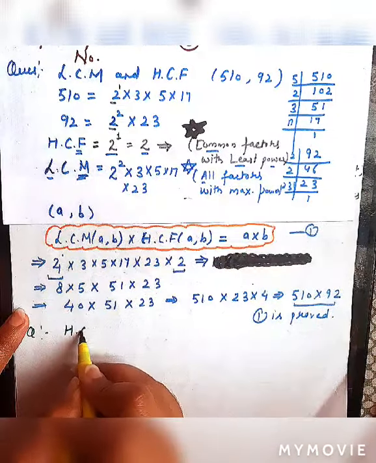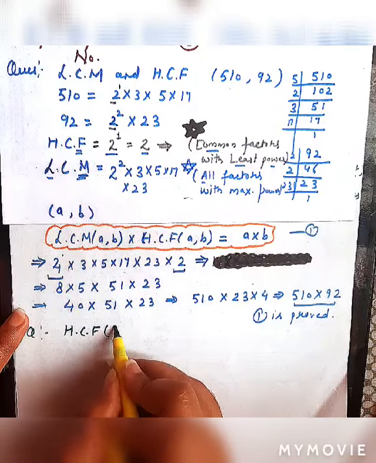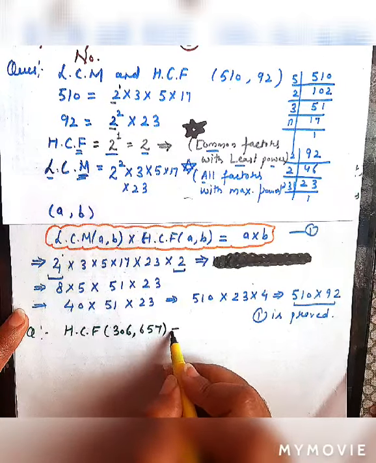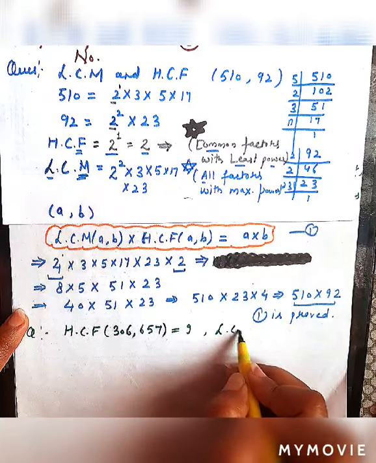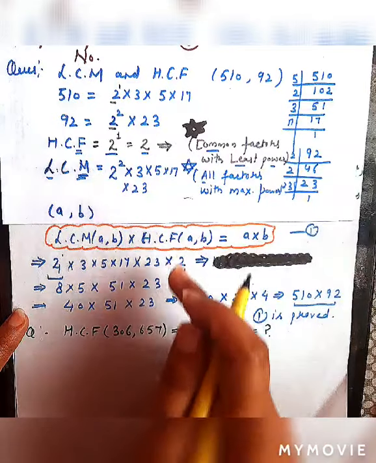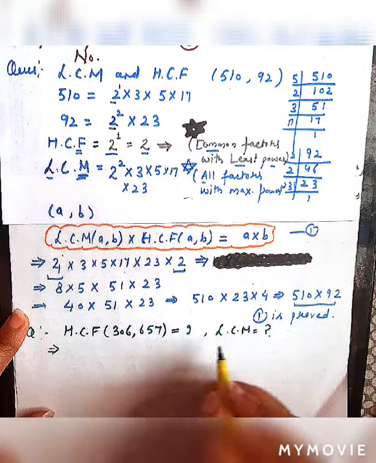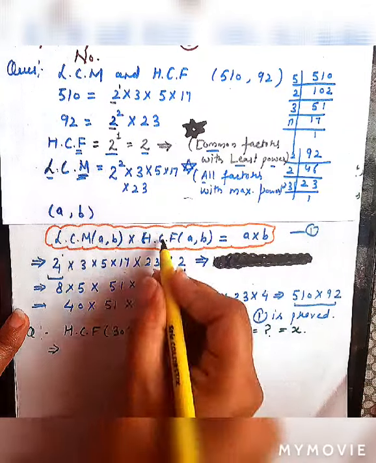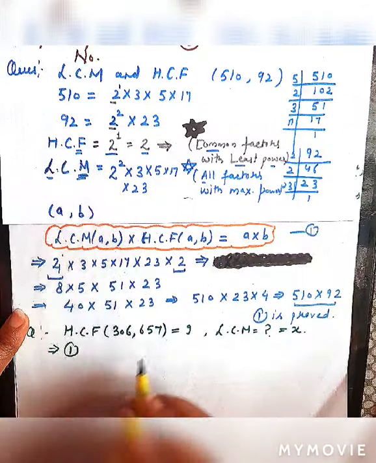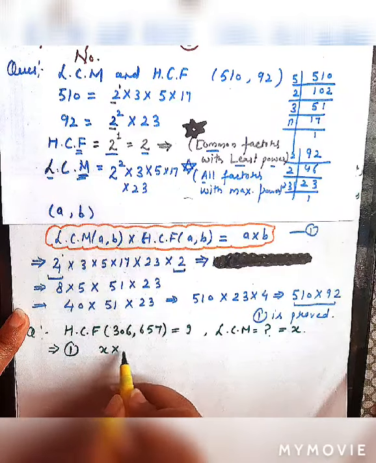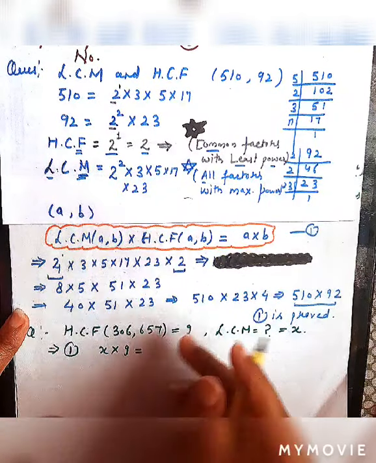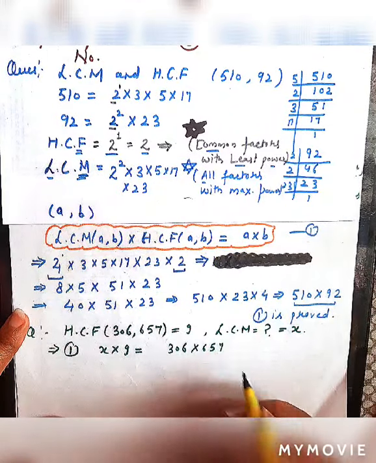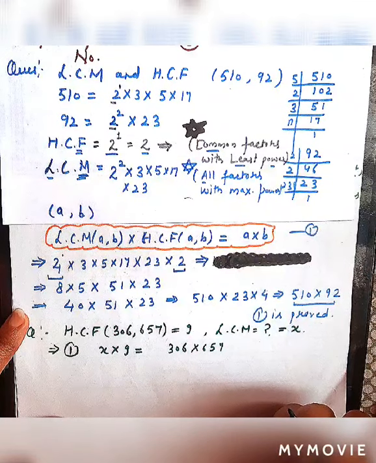Again, a problem. HCF of 306 and 657 has been given equal to 9, and the question is just to find out LCM. So as per this question, I will let LCM be equal to X. HCF is equal to 9. I'm going to fill directly in this equation. LCM is equal to X, HCF is 9, and the product of the numbers is equal to 306 into 657.